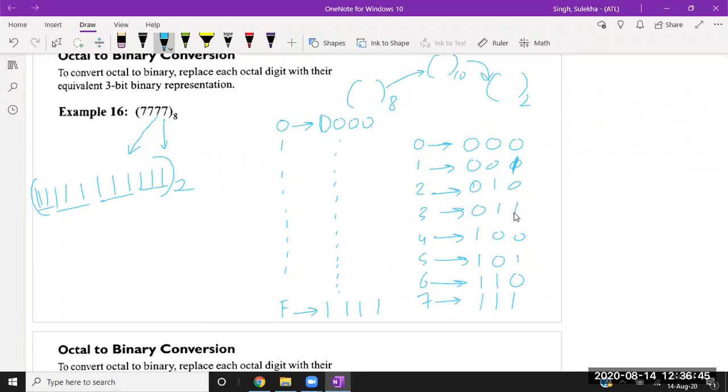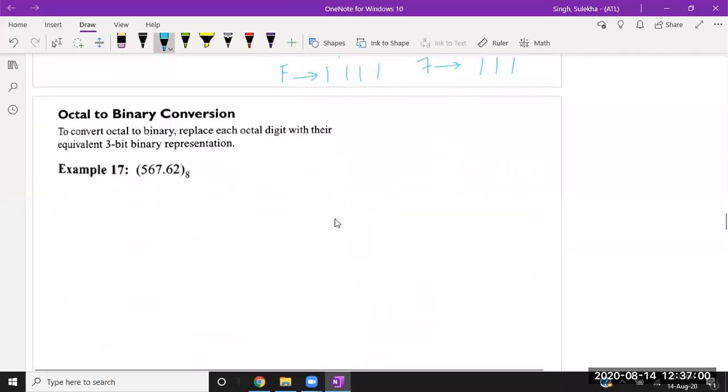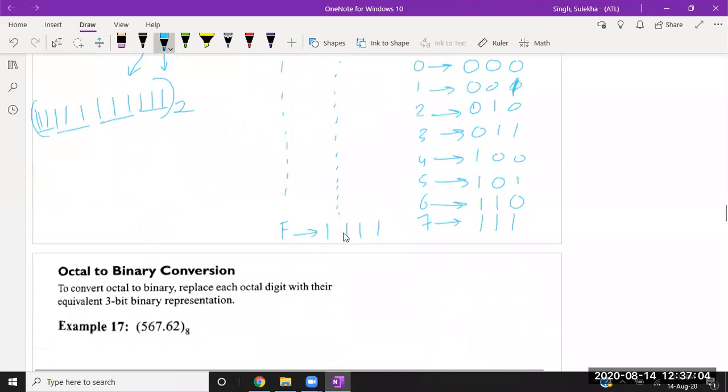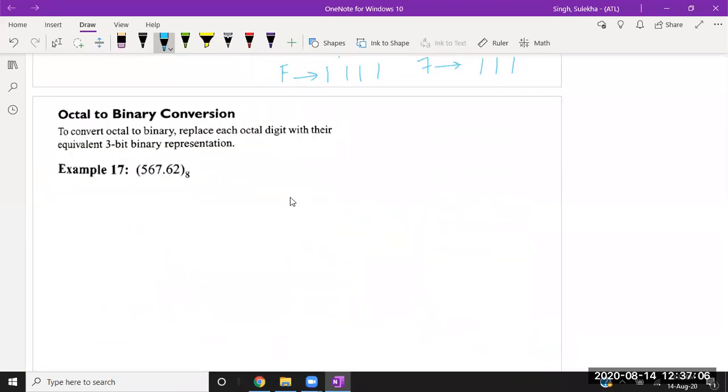Is that clear? If it is clear, write yes in the chat box. And Satyam Kumar, there is a 0 in between your 1. If it is clear, convert this one. The same thing you need to apply, whether it is a fractional part or anything. Convert this one into binary and write your answer in the chat box.